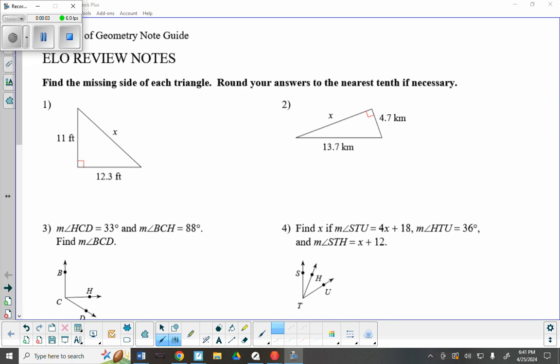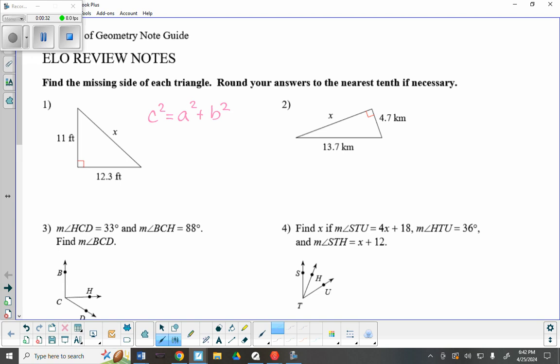Hi, this is a review of some of the main essential learning outcomes of this course. So the first one, it says to find the missing side of each triangle. When we look at the triangles, hopefully we notice that they are right triangles. And whenever you know two sides of a right triangle, you can find the third by using the good old Pythagorean theorem, which is c squared equals a squared plus b squared.